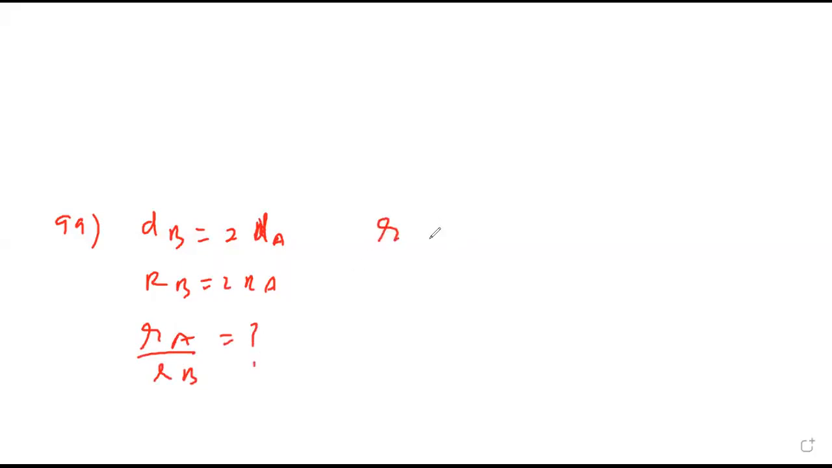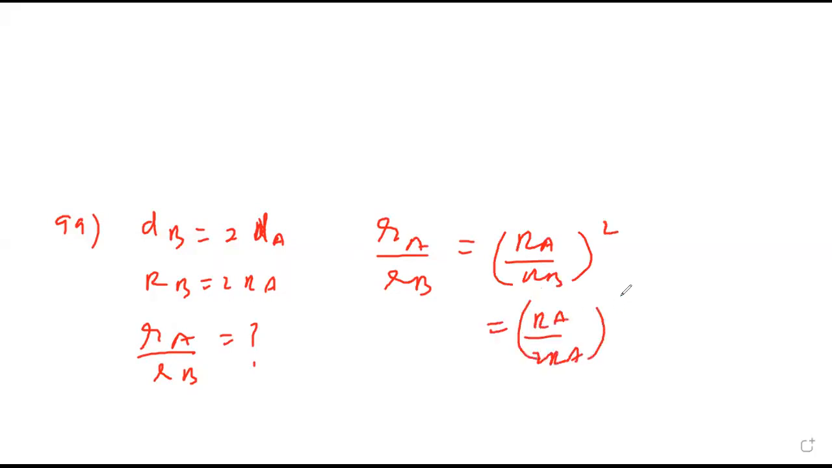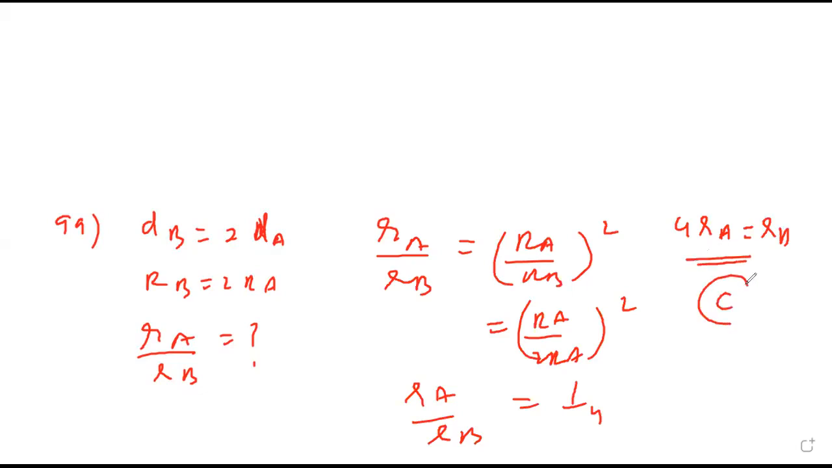So the rate of loss of A to that of B, if everything is the same, is RA upon RB the whole squared. RA upon 2 times RA the whole squared equals 1 by 4. So 4 times RA equals RB. 4 times RA equals RB, options.